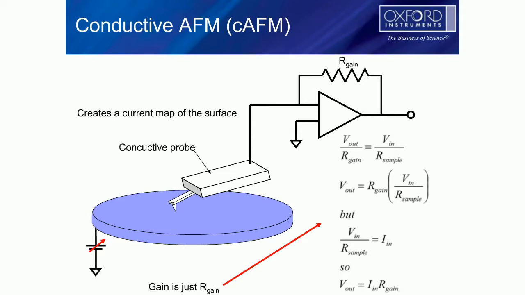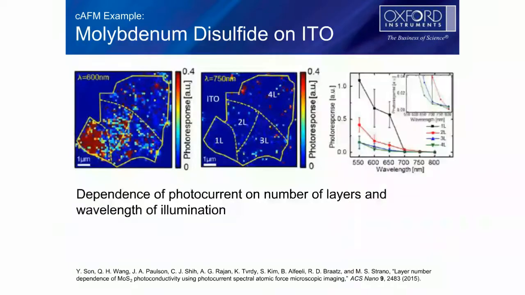At Asylum, we have a dual conductive AFM, we call it a dual gain stage, where we take that voltage out and we amplify it another 1,000 times to get a larger dynamic range. I think we end up with about 6 or 7 orders of magnitude. Okay? And so a nice example of that is molybdenum disulfide on ITO.